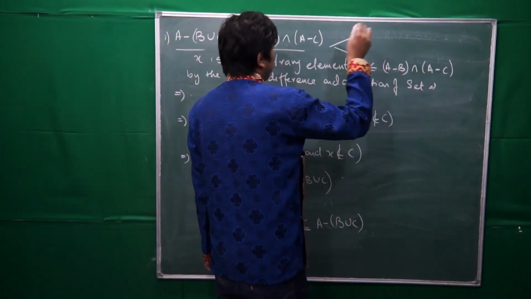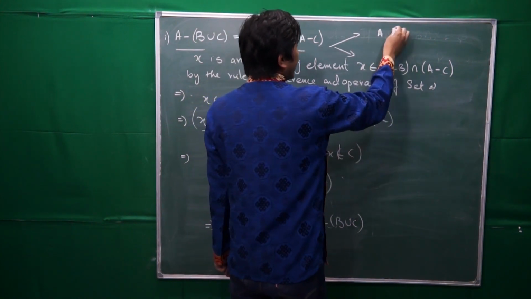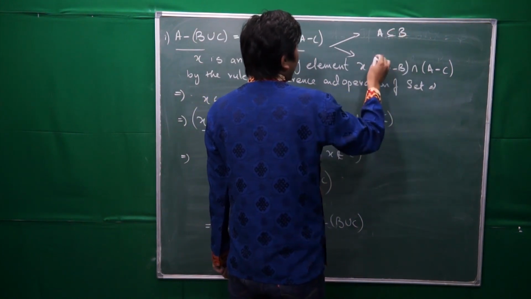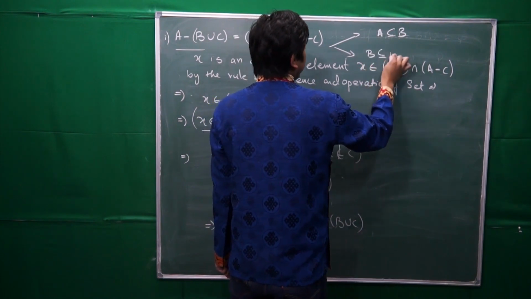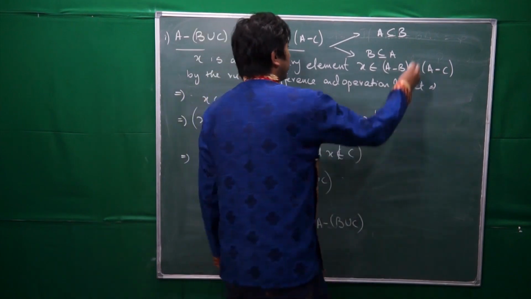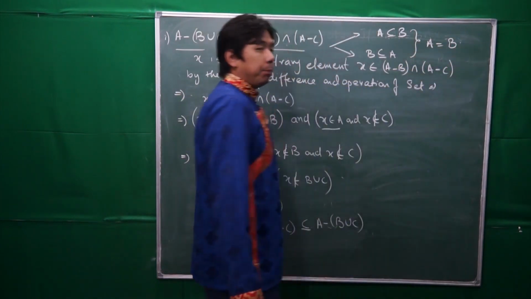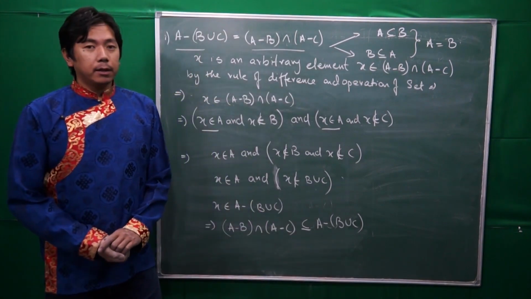First, to prove that set A equals set B, we prove that set A is a subset of B and set B is a subset of A. If you are able to prove these two things, then this would imply that set A equals set B. Okay? Clear?